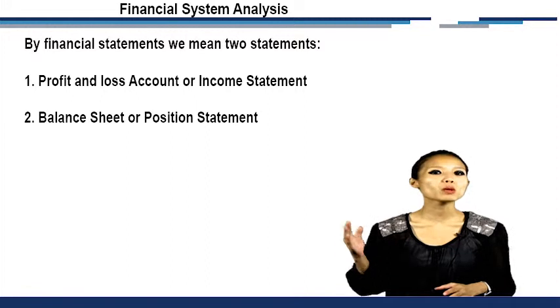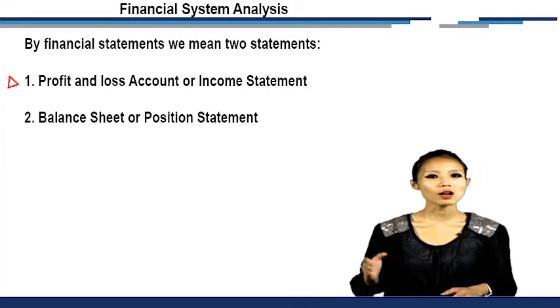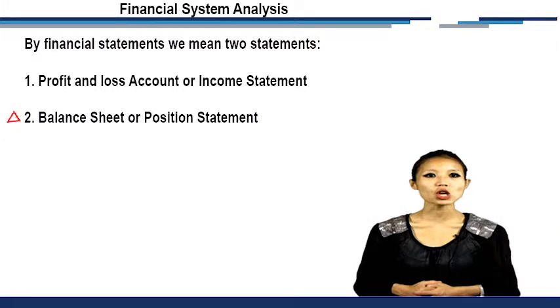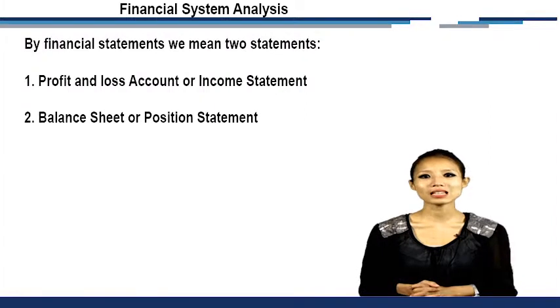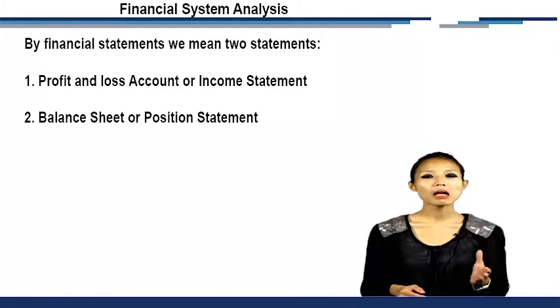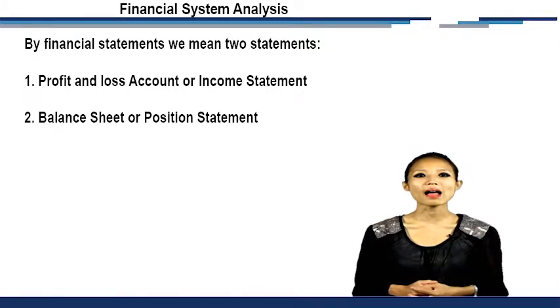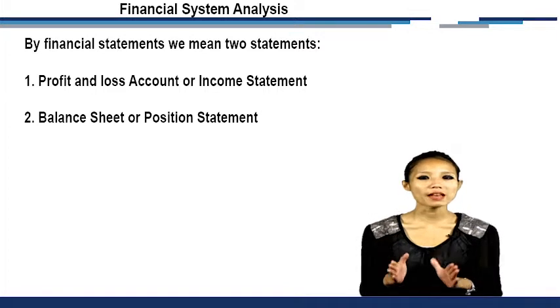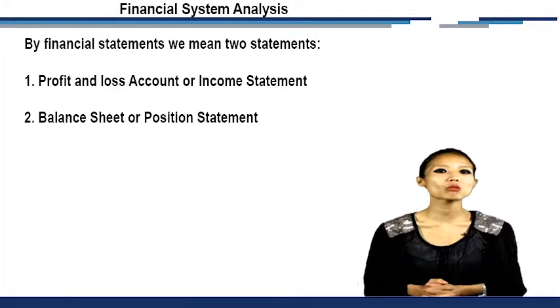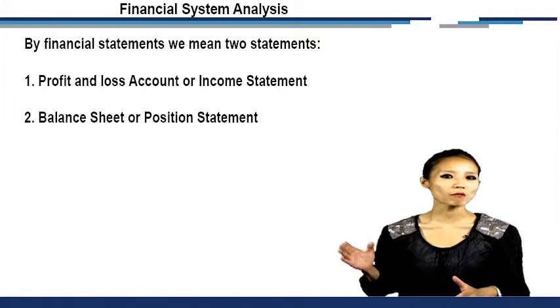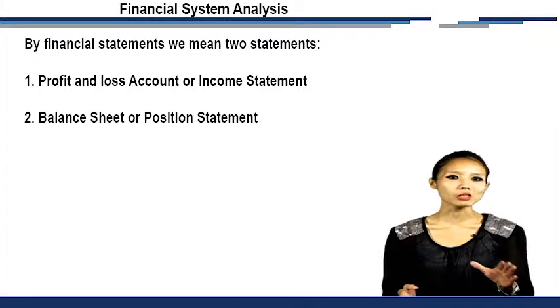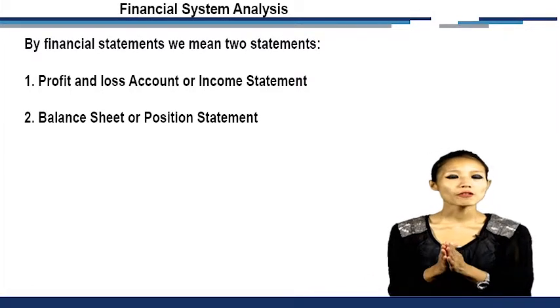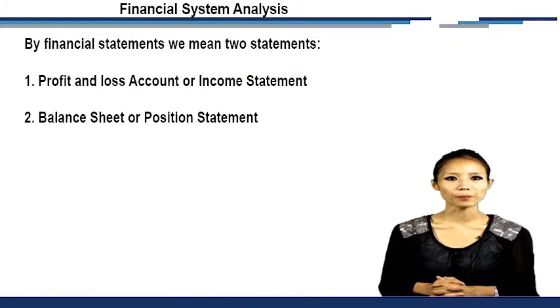By financial statements, we mean two statements: the profit and loss account or income statement, and the balance sheet or position statement. These are prepared at the end of a given period of time. They are the indicators of profitability and financial soundness of the business concerned. The term financial analysis is also known as analysis and interpretation of financial statements. It refers to establishing a meaningful relationship between various items of the two financial statements, that is, the income statement and position statement. It determines the financial strengths and weaknesses of the firm.